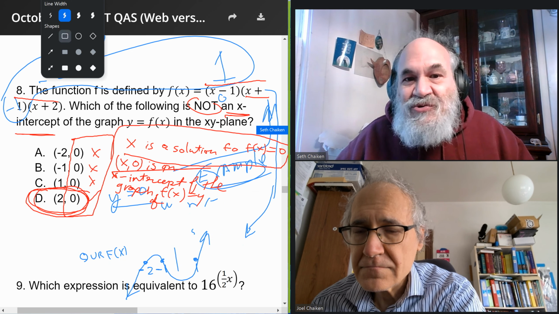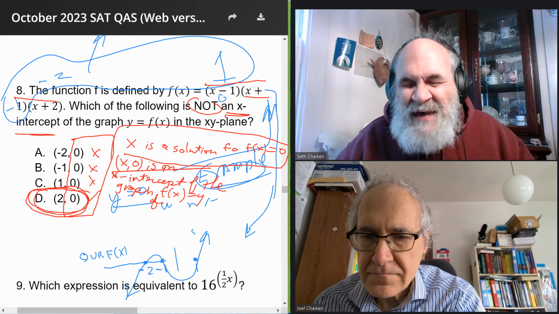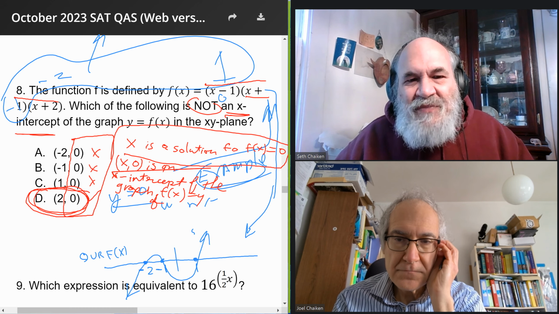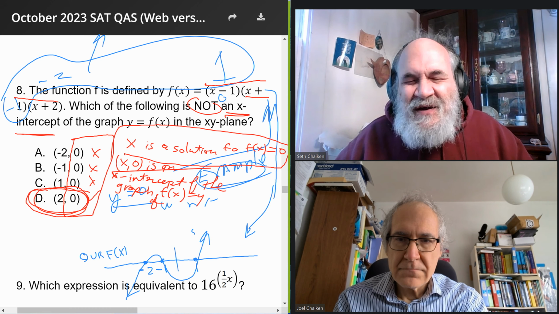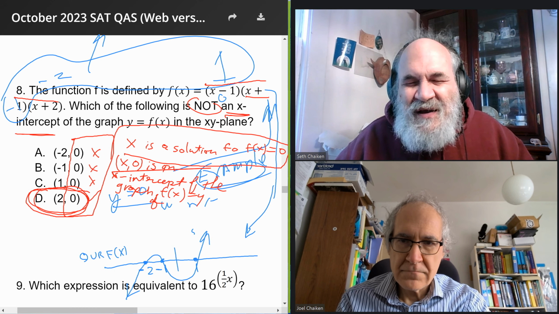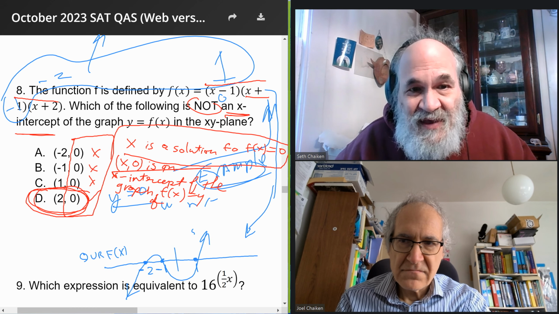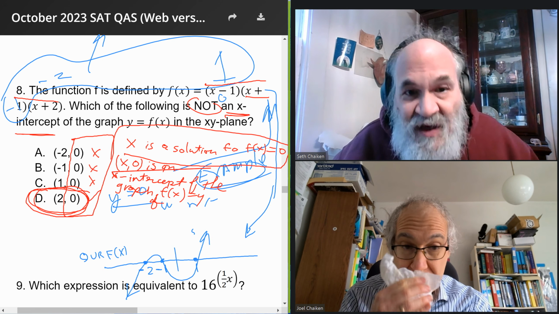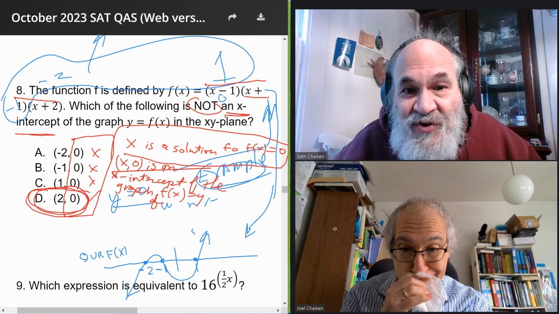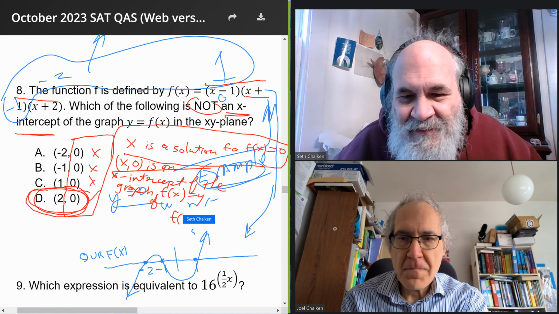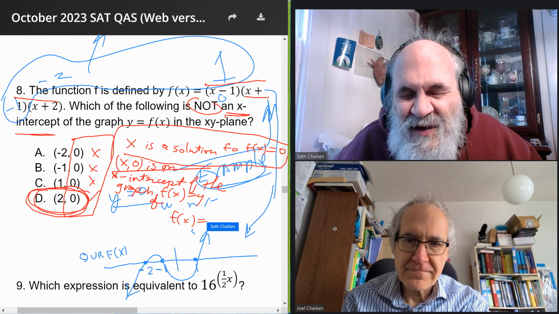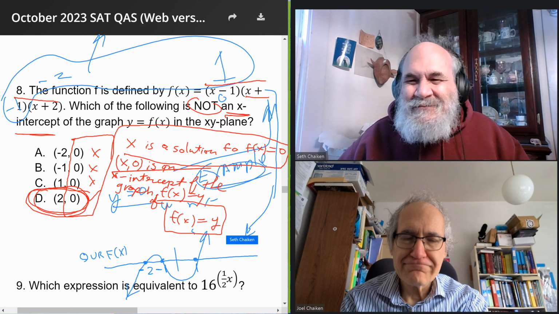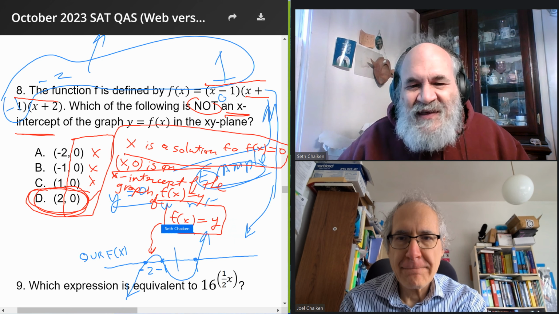So what I wrote here: two equivalent properties. Statement 1: x is a solution to f(x) equals 0. Statement 2: the ordered pair (x, 0) is one of the x-intercepts of the graph, and the graph is the graph of the equation relating x and y.